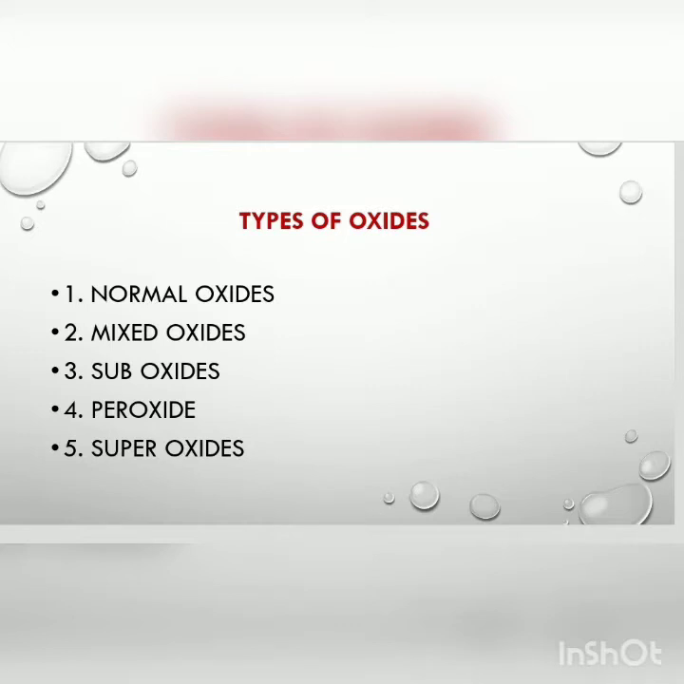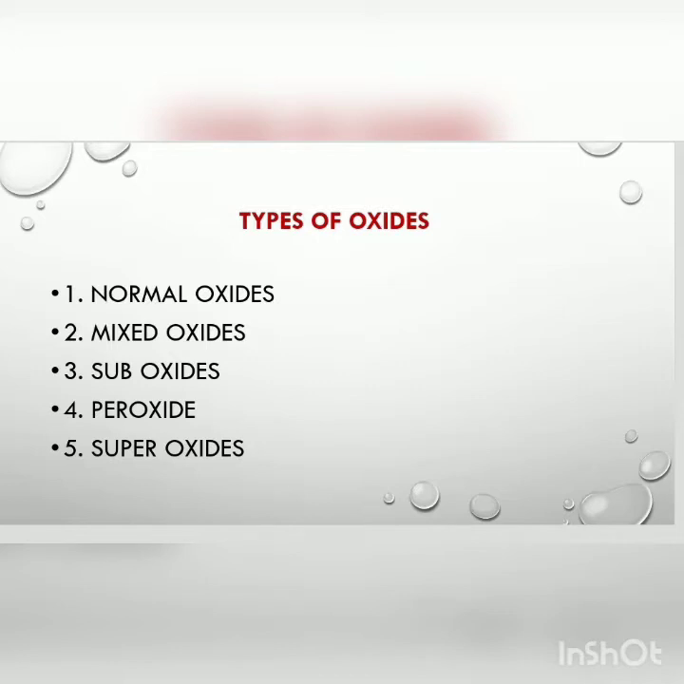Thus, the oxidation state of an atom in a compound is purely a formalism. So my dear students, please listen. How many types of oxides are there? Yes, there are 5 types of oxides.